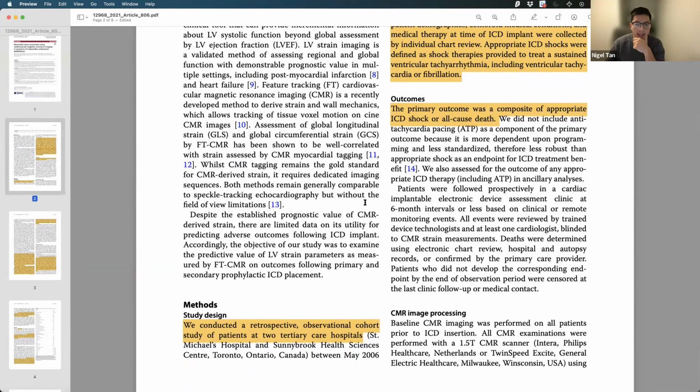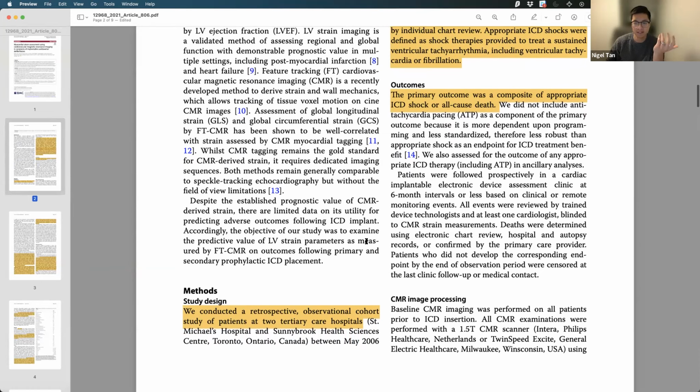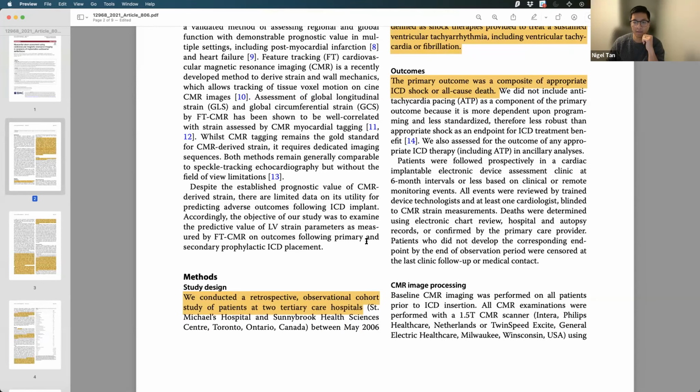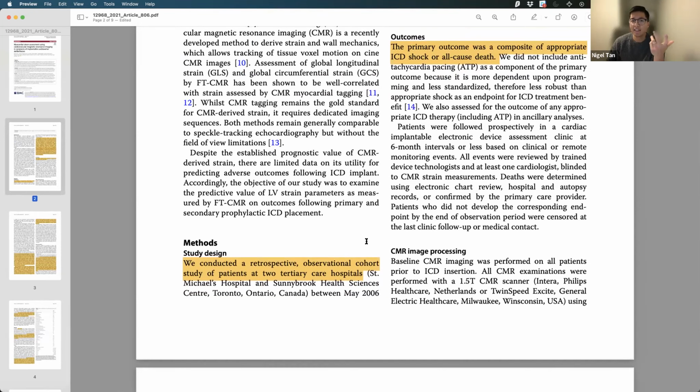We didn't include this other feature that defibrillators provide, which is the anti-tachycardia pacing, as a component of our primary outcome, because we know from previous studies and just conceptually that it's more dependent upon programming and therefore less standardized and less robust as an endpoint than an appropriate shock in terms of ICD treatment benefit. However, we did include ATP in ancillary analyses, which we'll get into.